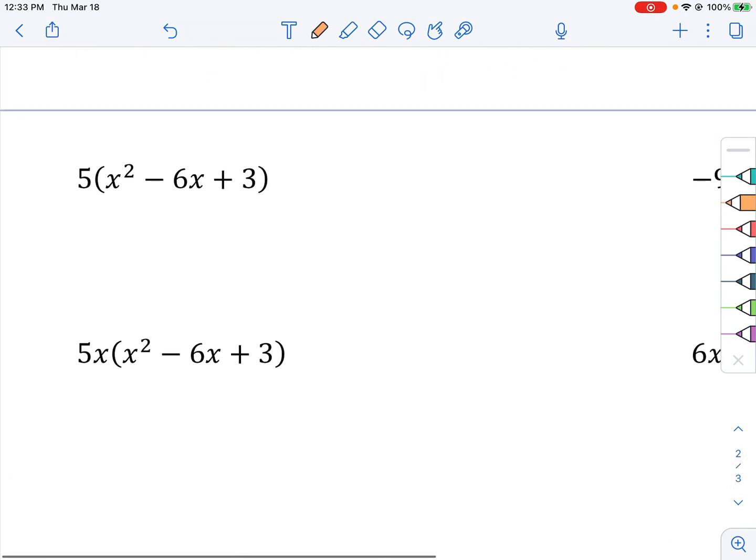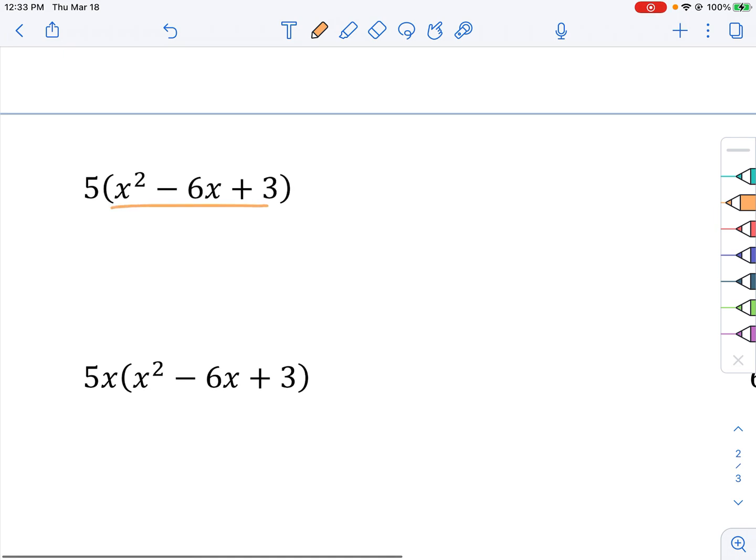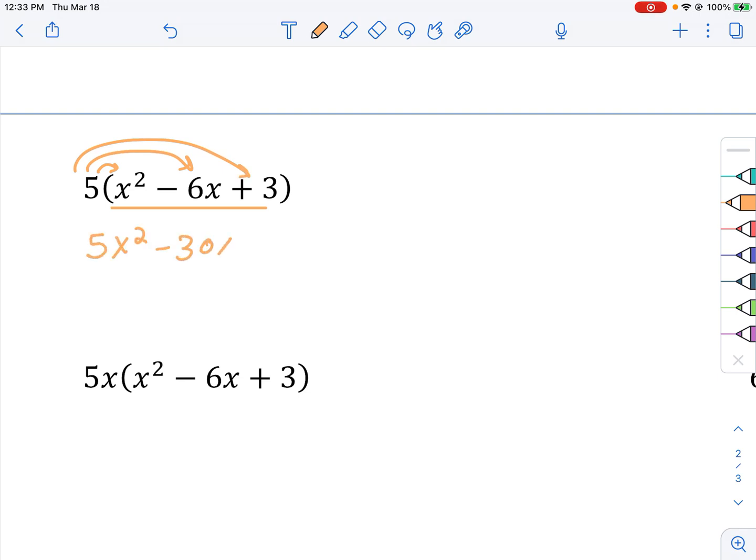All right, so expanding on this just a little bit, right? Now we have 3 terms on the inside, so then the 5 is going to get distributed to each of these terms. So that's 5x squared minus 30x plus 15. That would be in standard form because x squared's in the front, constant is in the back. This has 3 terms. Square is the highest power, so we're at a quadratic trinomial.